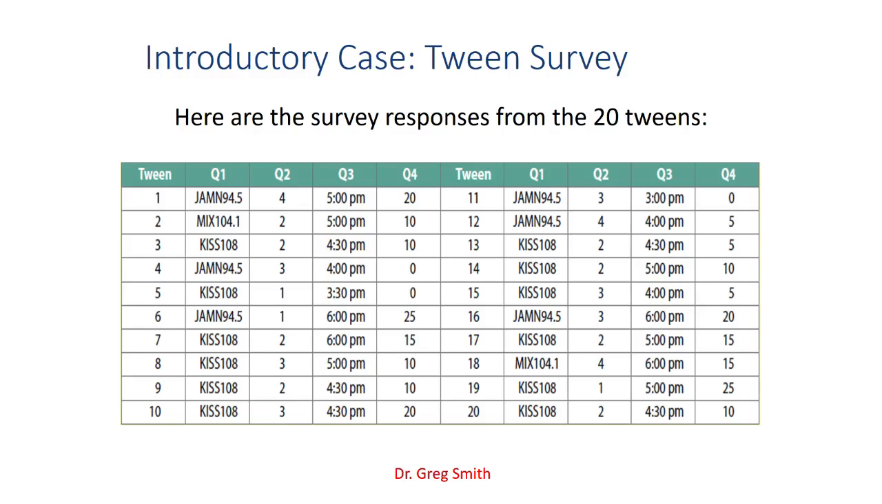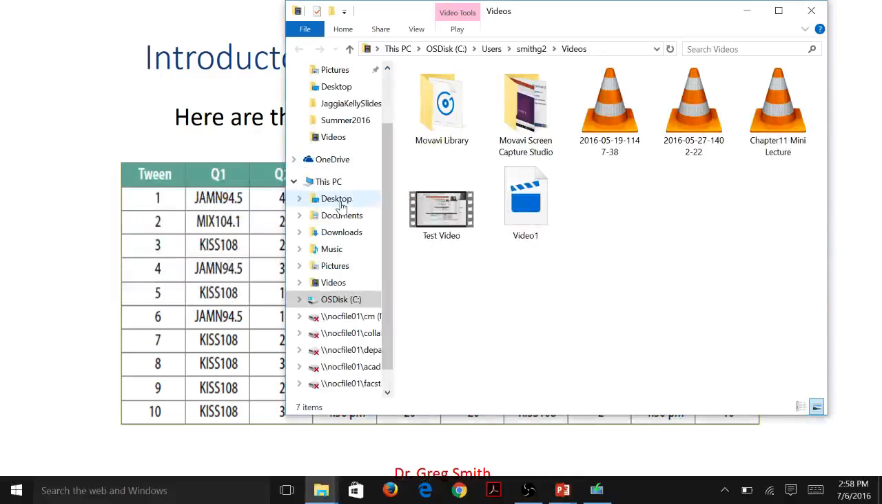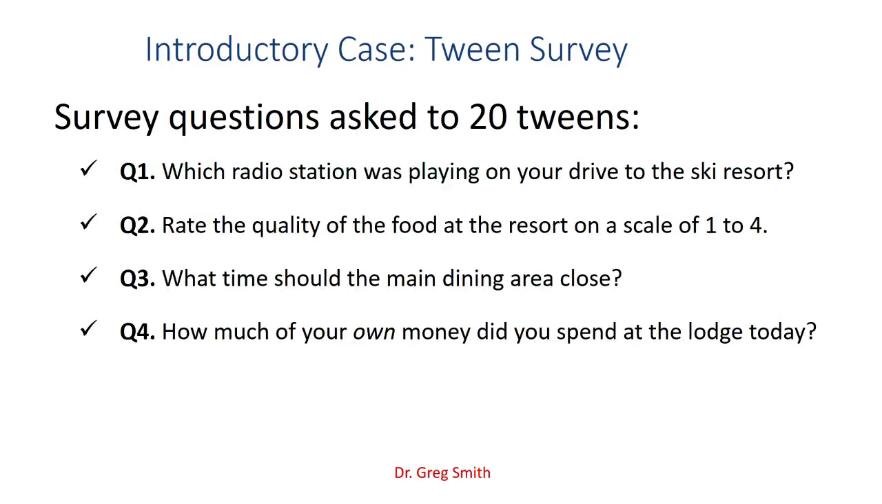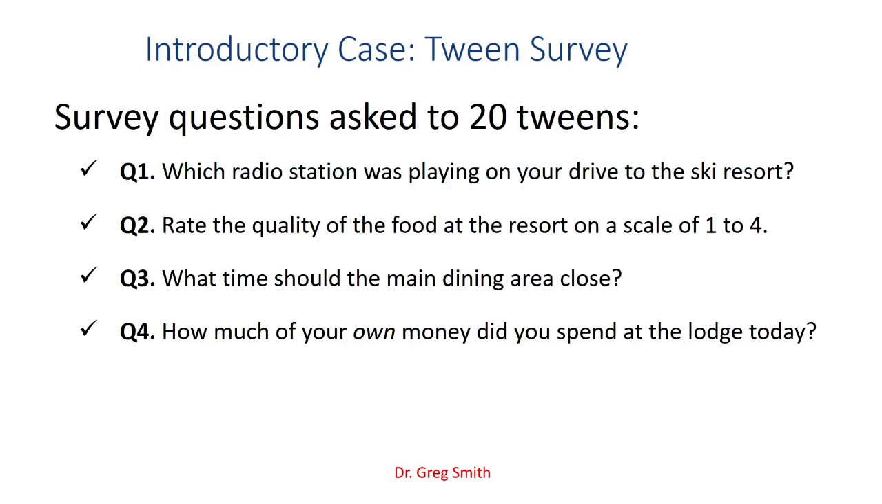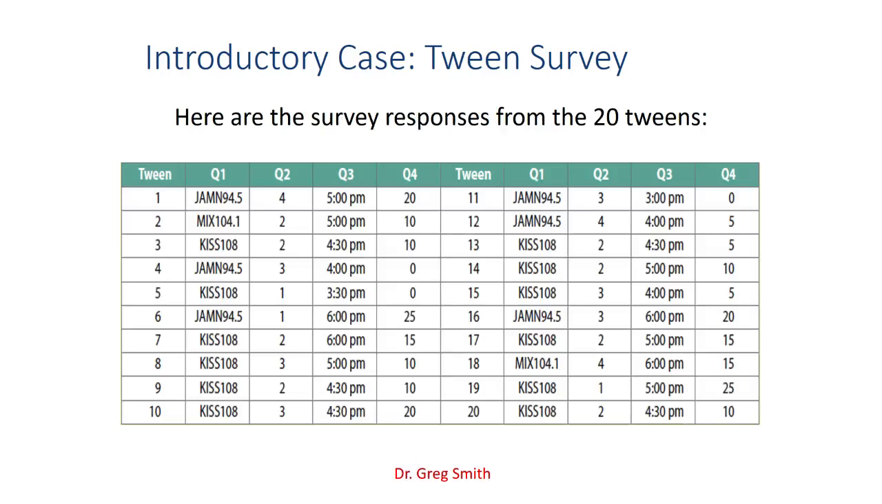Now, here is a collection of some of their responses, and I'll be putting some of this data out there for you to look at. If you look at it, you'll see that from the questions, which radio station, here we can see in this area looking down column Q1, we have a wrap here as well. There's the stations. We see that we've got multiple Jammin 94.5. We also see that from this, we can find the quality of food 1 to 4, the times that they had that the main dining area should close. Maybe they liked or didn't like it. That's an additional question. And how much of your own money did you spend? And you can see that here in question 4. It's not listed as dollars, but there's an implication of dollars, and they seem to be at $5 increments.